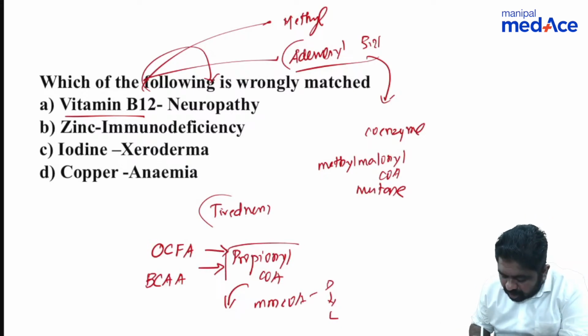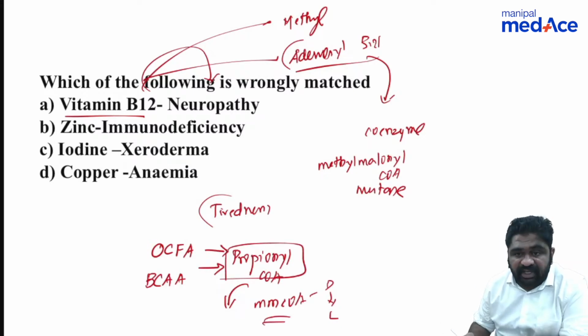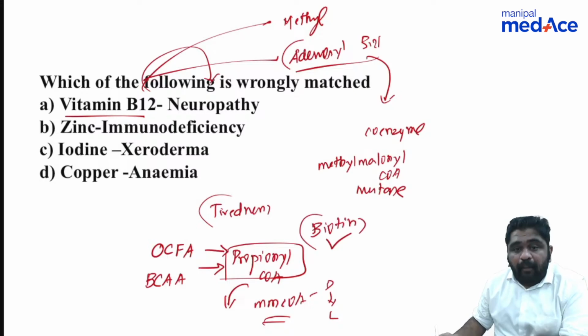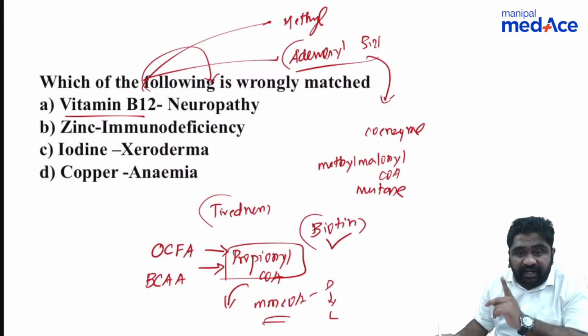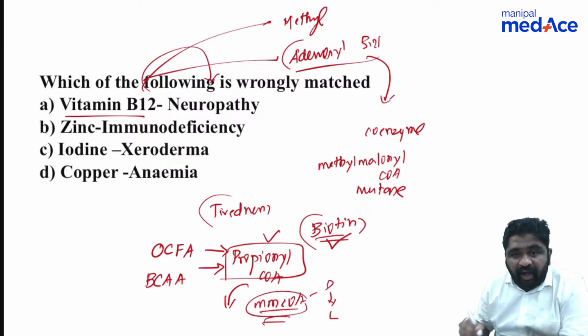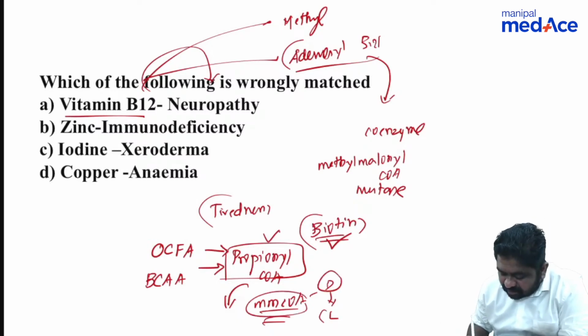Now, how did propionyl-CoA become methylmalonyl-CoA? By carboxylation. And that carboxylation requires which vitamin? It requires biotin. The first step requires biotin. Biotin is also very important for fatty acid metabolism in the form of carboxybiotin. So propionyl-CoA requires biotin to become methylmalonyl-CoA. That methylmalonyl-CoA will be converted from D to L.